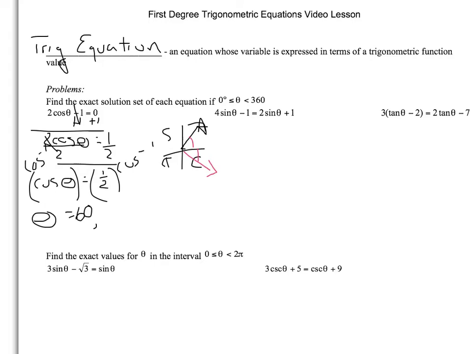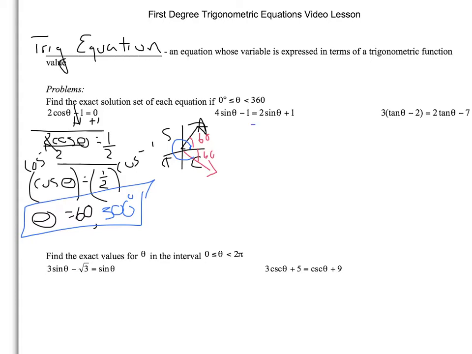These reference angles of 60 are the same. You want the blue angle, which is going to be 360 minus 60, which is 300 degrees. And that's it for the first problem. Let's try the second problem.